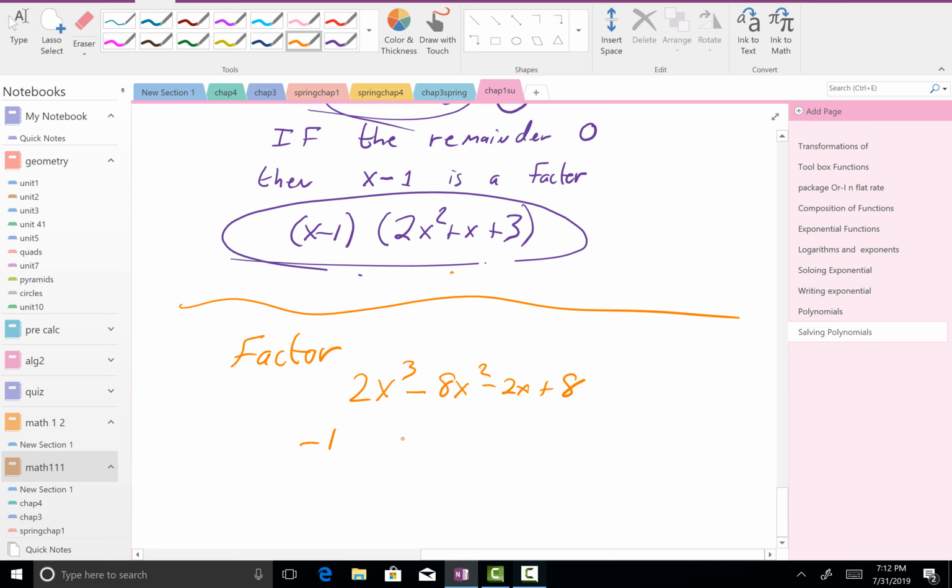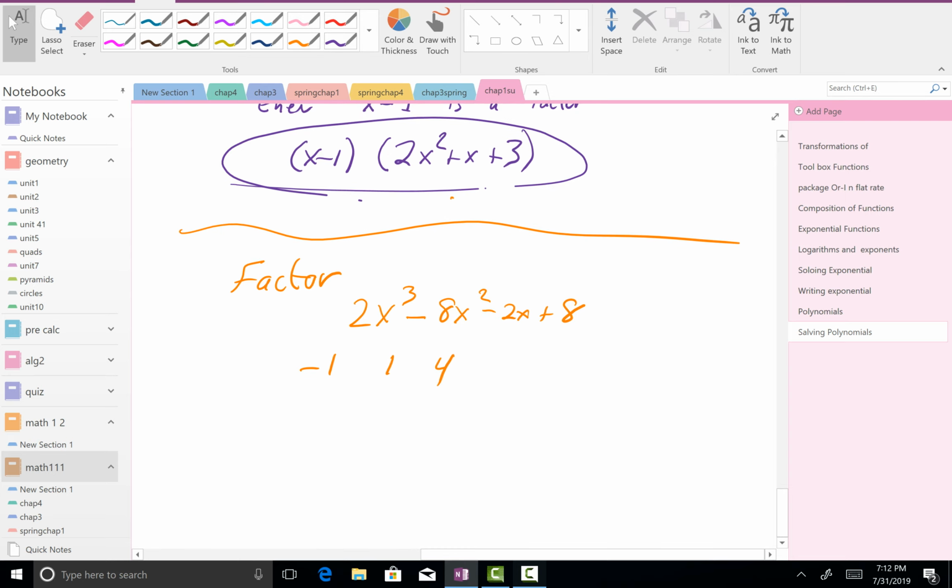-1, 1, 4. Okay. That means we can write this in factored form right now. We don't even have to use synthetic division, because how many x-intercepts do we have? 2, 3. And we know we're not going to have more than that, right? Because it's a third degree. Okay, so let's do it.